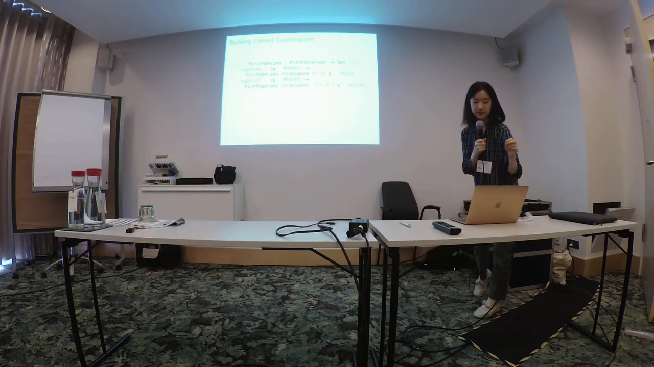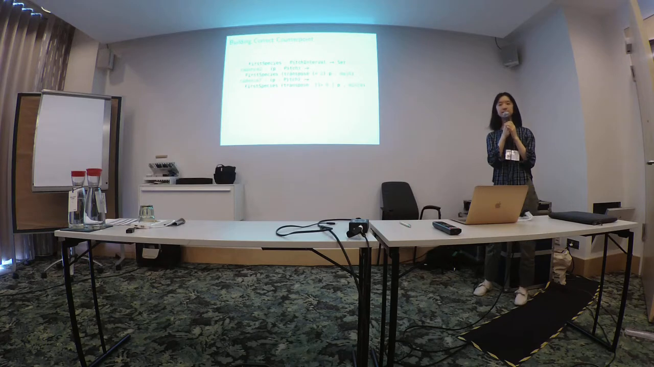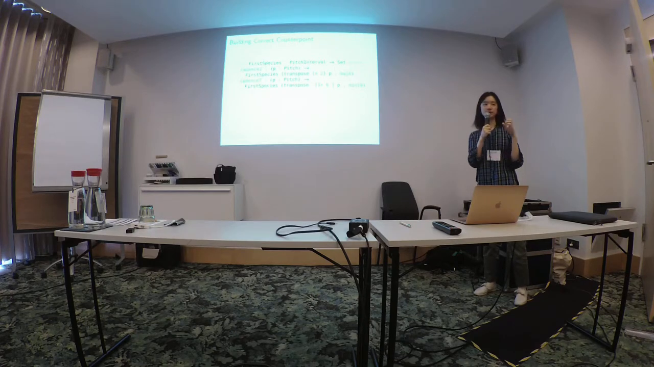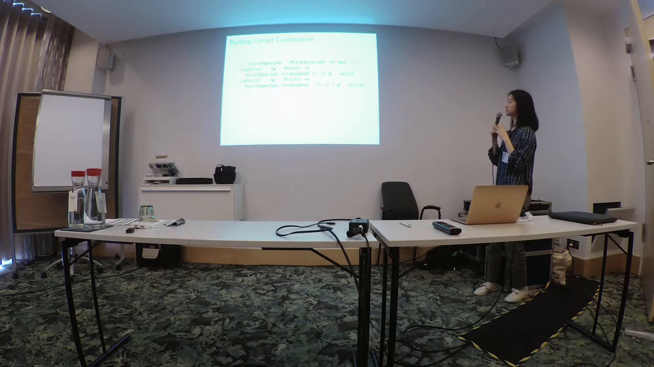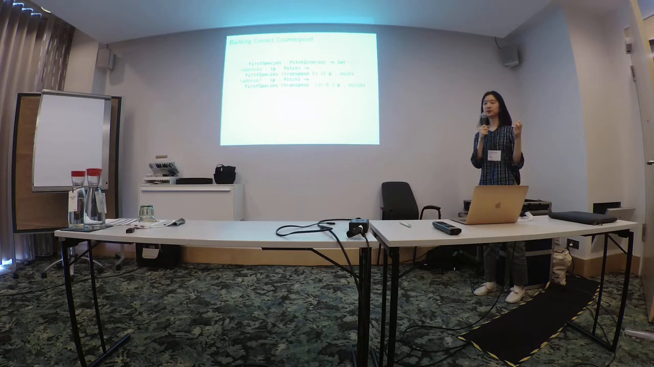So this first species data type has two base constructors. These constructors correspond to the two possible forms of ending. We see that the resulting types are indexed by the two intervals that can come right before the final octave.